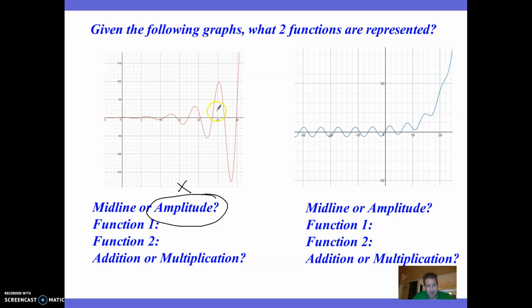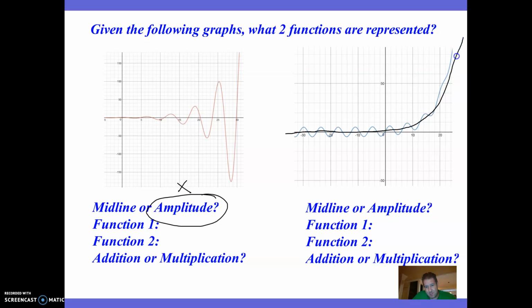I could make a case for the fact that it is exponential if it had like a translation to it, or you could just say it's linear. It's most likely just going to be linear multiplied by a trigonometric. This one I think is pretty clear cut. This one is definitely going up exponentially.